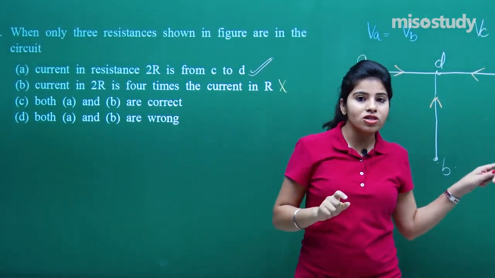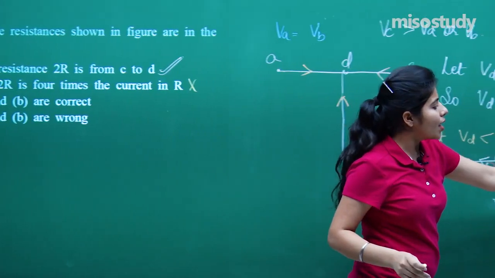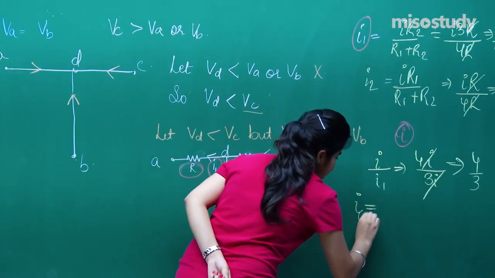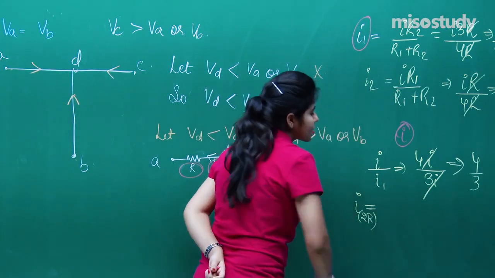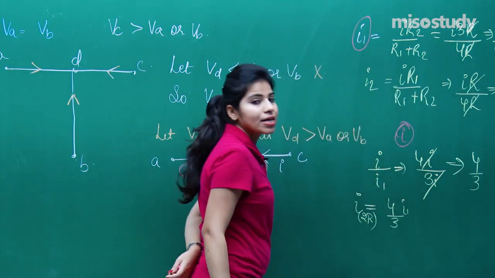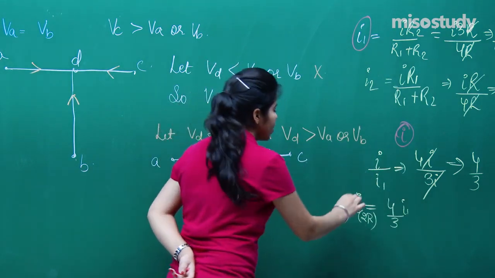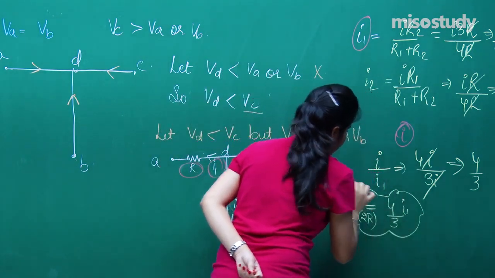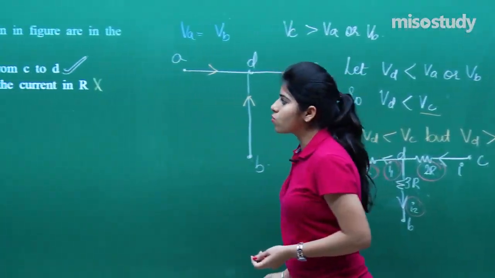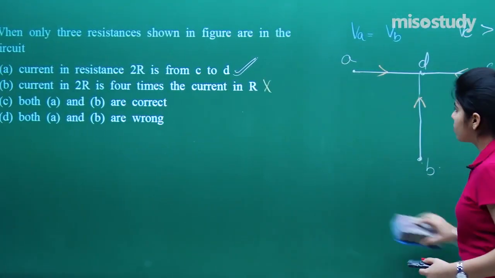Once again, let me just tell you one thing. This I, that means current in 2R, is coming out to be equal to 4 by 3 of I1, that means current in R. This is 4 by 3 and not 4 times, right? So this was the question. Now we will be moving towards the next question from the same passage.